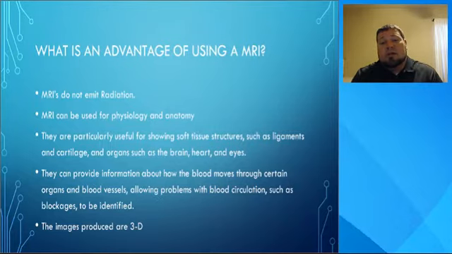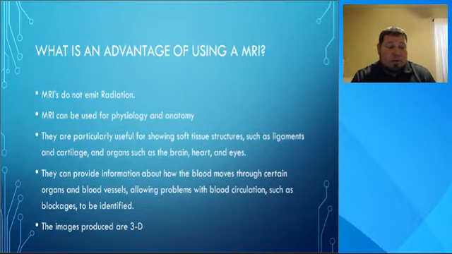One thing that's good about MRI is it can be used for physiology or anatomy. It's particularly useful in ligaments, cartilage, brain, organs, abdomens. So you can get your brain scanned and you can literally see all the arteries and the blood flow moving through your veins. They pick up stroke-causing clots all the time in brains on patients.